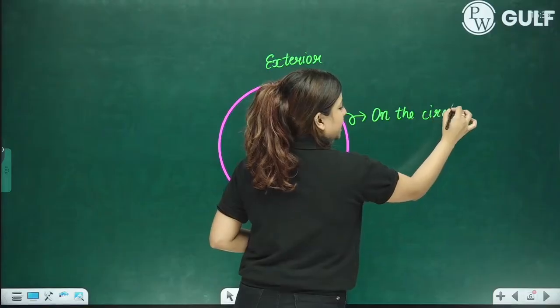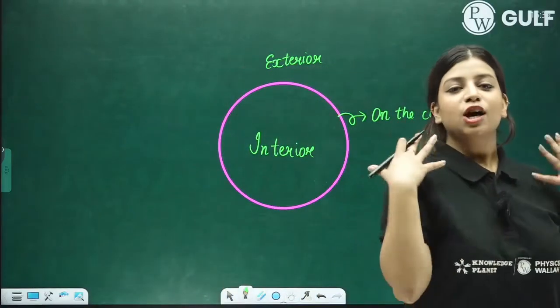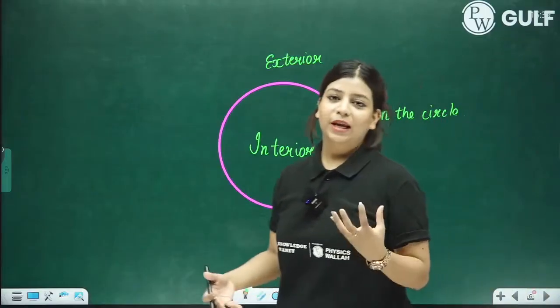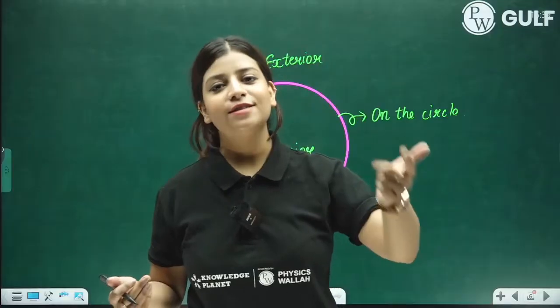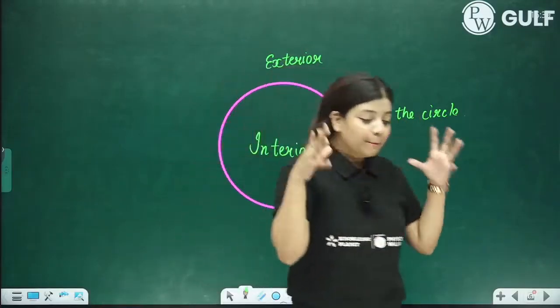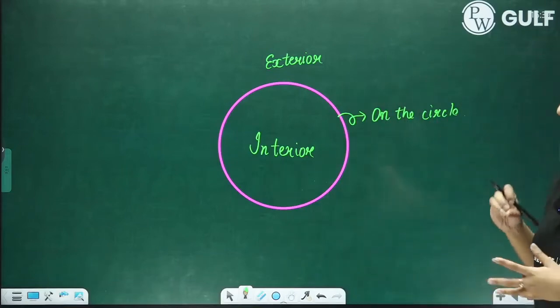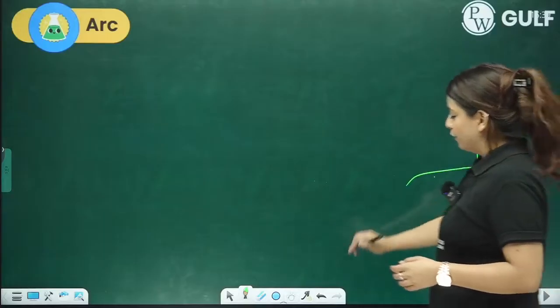So basically whenever we draw a circle on a plain page, students, that circle divides the plain page into 3 parts: the exterior of the circle, on the circle and the interior of the circle. So these 3 are the things that our plane is divided into when a circle is drawn on it. Let's see the next thing that we have, the arc of the circle. Let's talk about the arc.